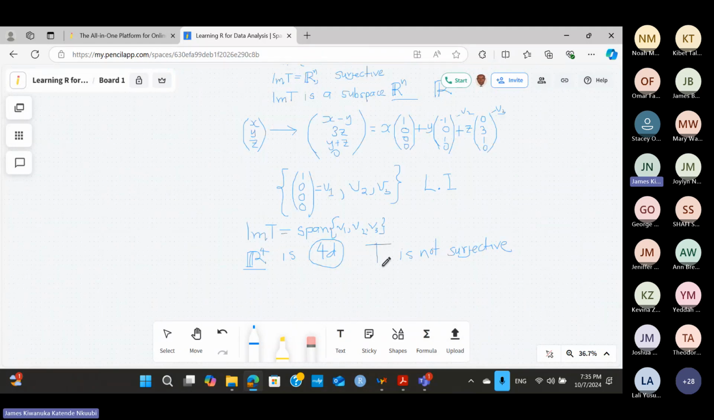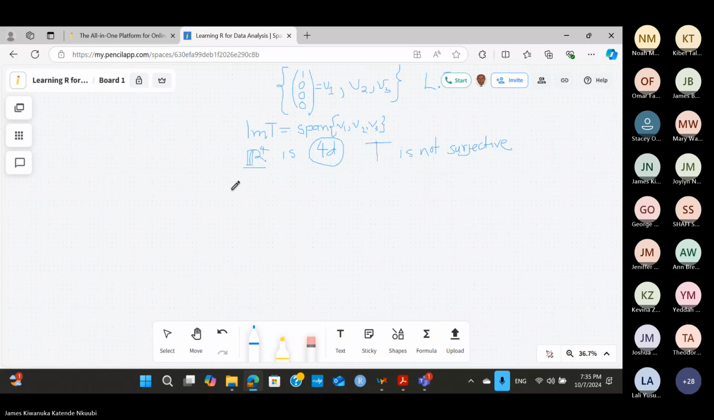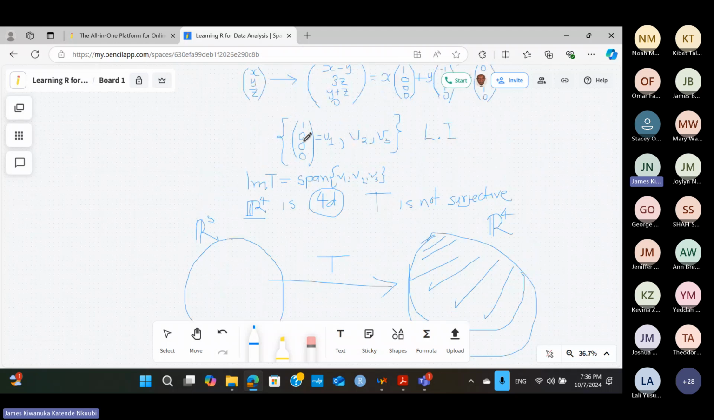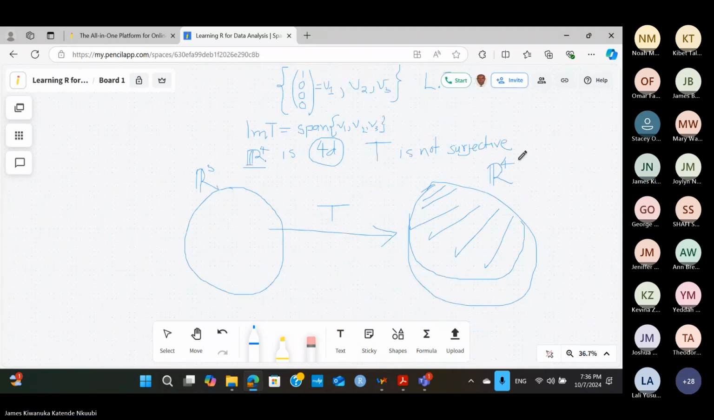You can even confirm that it's not surjective. Our map picks vectors from R3 and sends them to R4. Pretend this is the bag that contains all the vectors in R4. The claim is that the image of the map T is not the whole of R4, because R4 is 4-dimensional, but the image is spanned by only 3 vectors. So it can't be surjective. One way to double check is to find vectors in R4 which are not in the image.